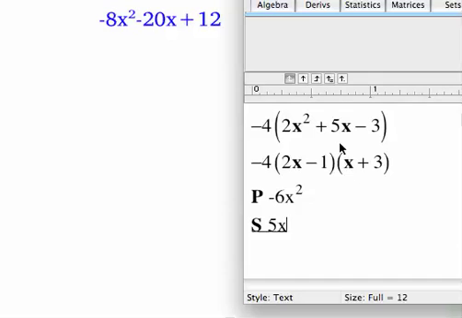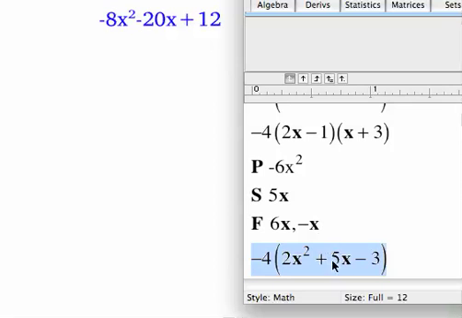The F is for the two factors. We're looking for two factors of negative 6 that add up to give us 5. So 6 and negative 1. So 6x and negative 1x, or negative x. Now I'm going to rewrite this, instead of with the 5x, with the 6x and the negative x. And then I'm going to group to factor.